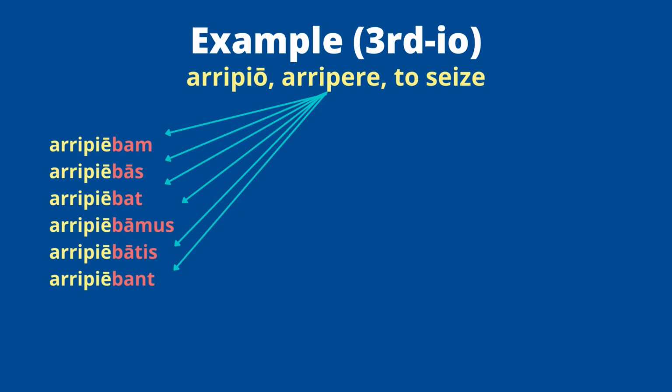Okay, so all I did was I took the infinitive, aripere, I dropped the re, that would give me a stem of arripe, but then I had to add the I into it, because remember, with third io and fourth, make sure there's an IE in front of your BA. So it's not aripe bam, it's aripie bam, IE, then bam, ba, spot. Bam is spot to spot. Again, aripie bam, aripie bas, aripie ba. I was seizing, you were seizing, he, she, it was seizing, and down the line.